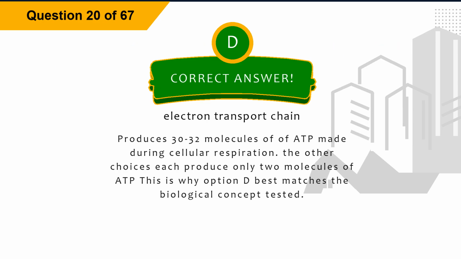The correct answer is option D, electron transport chain. Explanation: it produces 30-32 molecules of ATP made during cellular respiration. The other choices each produce only 2 molecules of ADP. This is why option D best matches the biological concept tested.